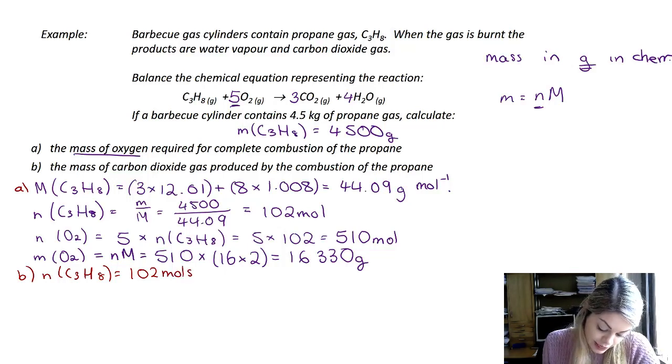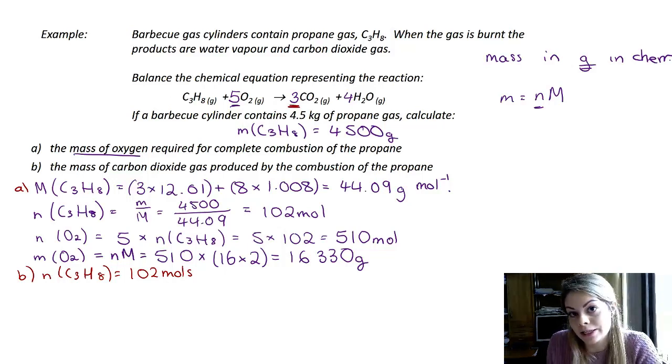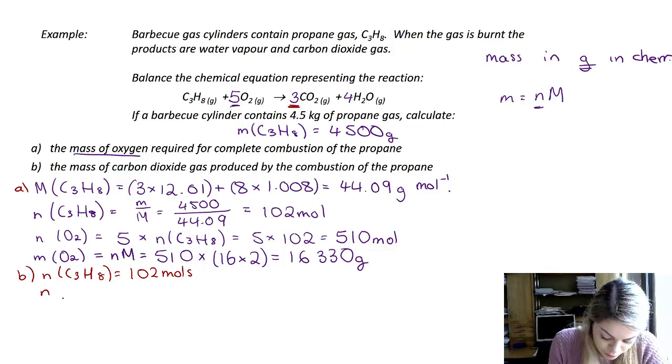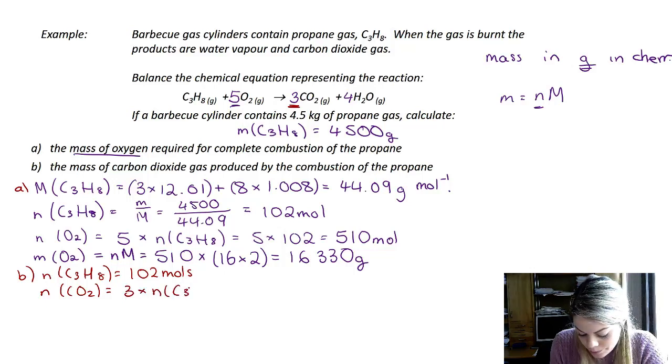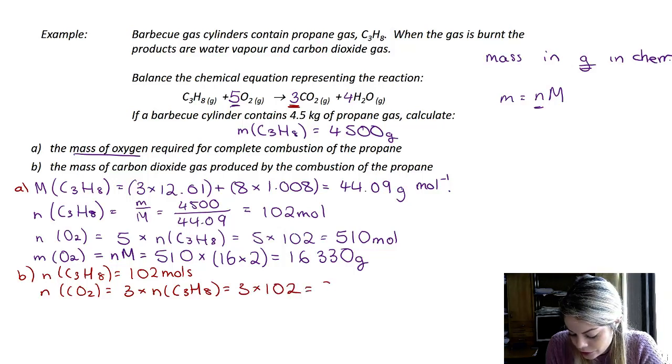So now I can find the number of moles of carbon dioxide that's going to be produced, because it's going to be 3 times as much. So the number of moles of carbon dioxide is 3 times the number of moles of propane, which is 3 lots of 102, which is 306 moles.